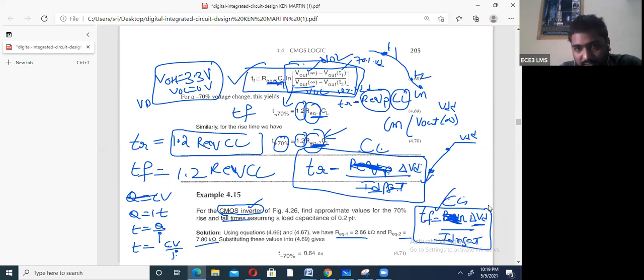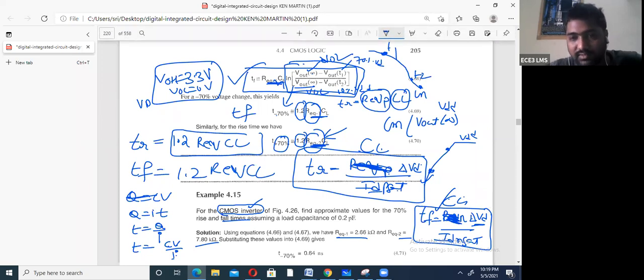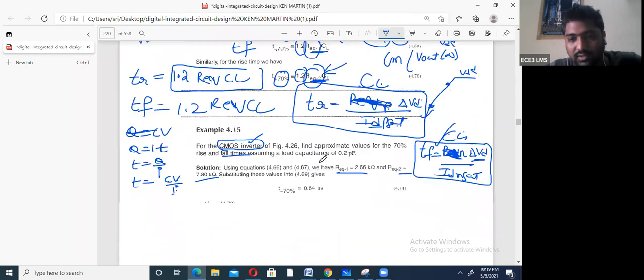Otherwise, this equation is modified from this equation like this. If the supply voltage is given as 5 volts, then it may change. Based on 3.3 volts, they have taken 1.2 RC. You should know which R you have to substitute, either NMOS resistance or PMOS. 1 means NMOS, 2 means PMOS.